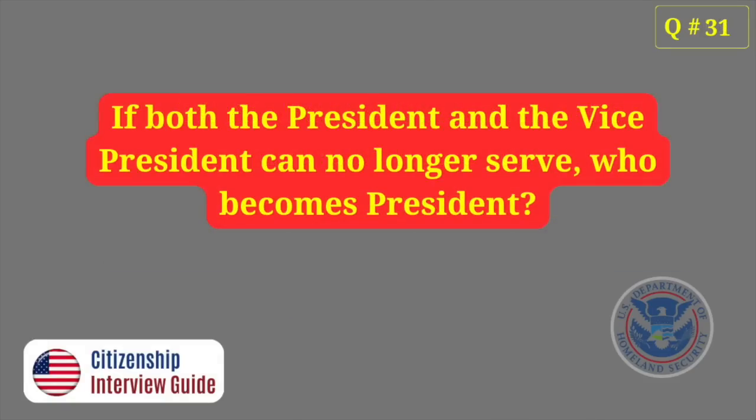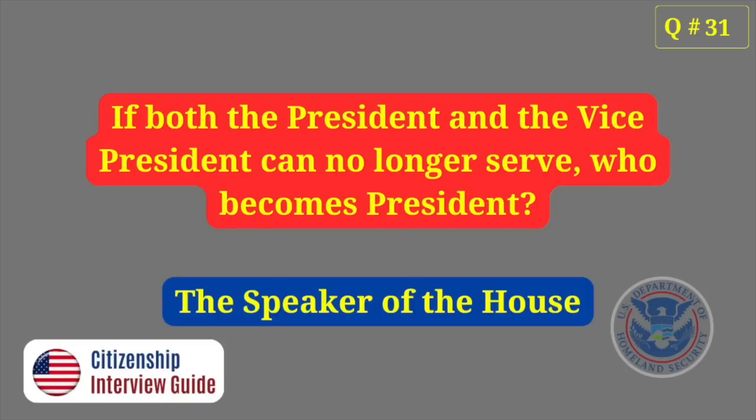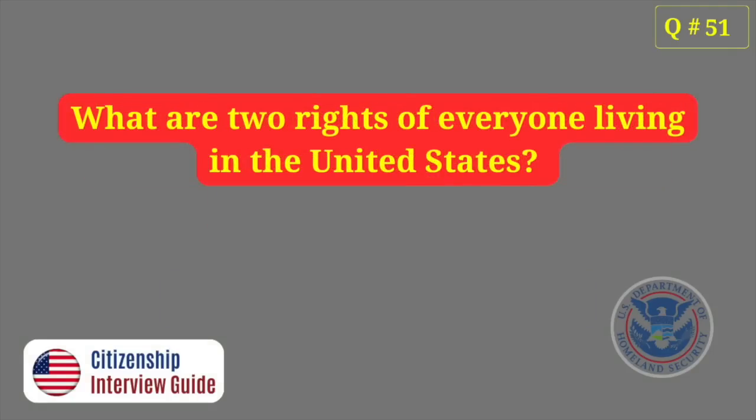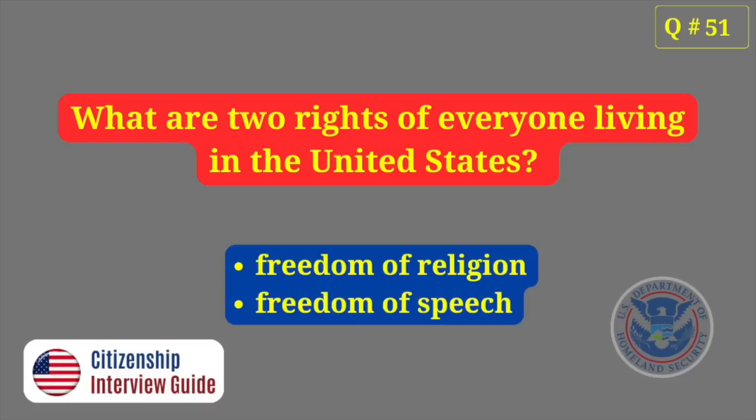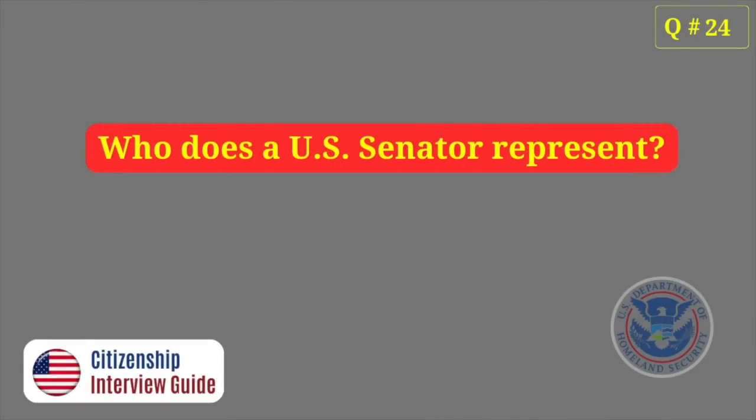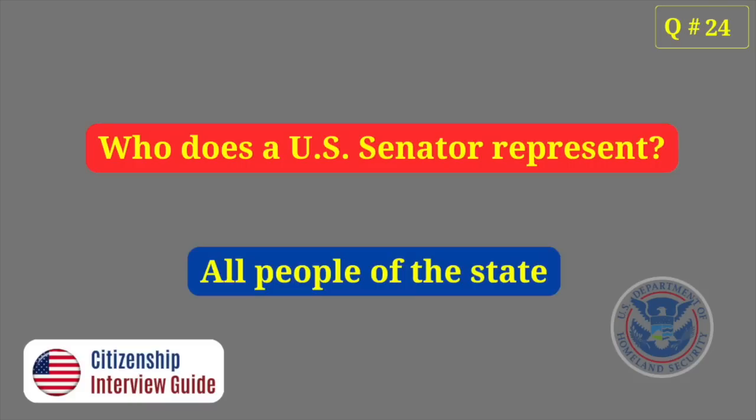If both the president and the vice president can no longer serve, who becomes president? The Speaker of the House. What are two rights of everyone living in the United States? Freedom of religion. Freedom of speech. Who does a U.S. Senator represent? All people of the state.